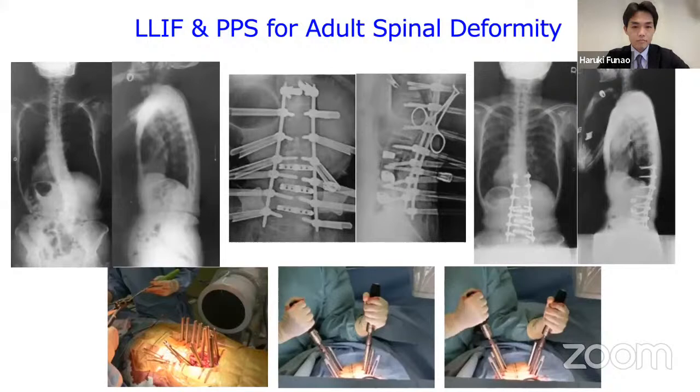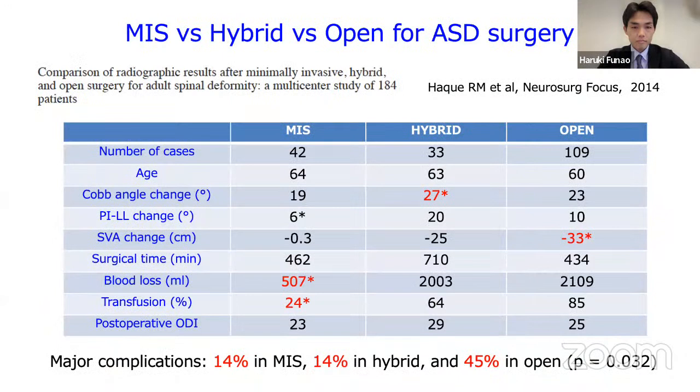The International Spine Study Group compared three groups: MIS, hybrid, and open surgeries. Mean PILL change was smaller for the MIS, and SPA correction was greater for the open groups. However, the MIS group had much lower blood loss and transfusion rates compared with other groups, and the major complication rates were significantly higher in the open groups. So surgeons should choose the surgical approach considering the required correction as well as the risk of complications.